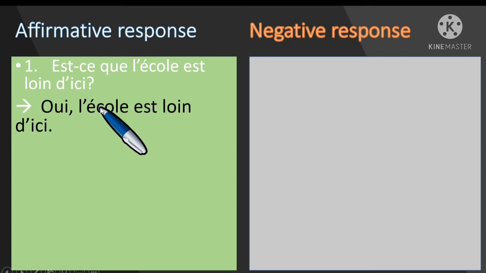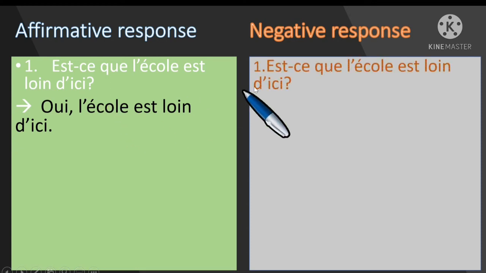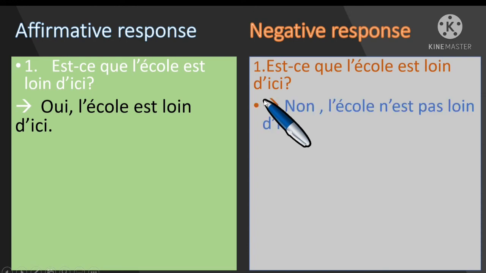All right, let's look at the negative. So for us to respond in the negative, the same question, est-ce que l'école est loin d'ici? In the negative, non, l'école n'est pas loin d'ici. No, the school is not. So you remove the est-ce que, you have your non, and then you change the affirmation to negative.